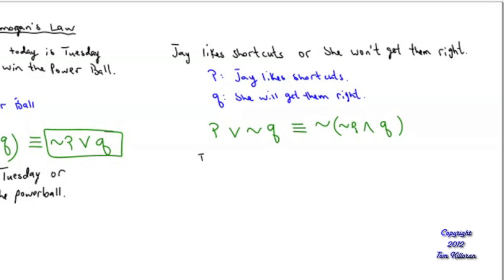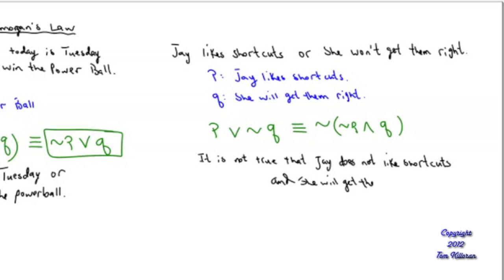It is not true that Jay likes shortcuts, and she will get them right. Because it is now and. And that would be the English De Morgan's Law statement. That is exactly the same as the one above it.